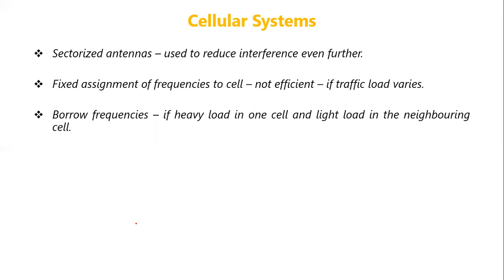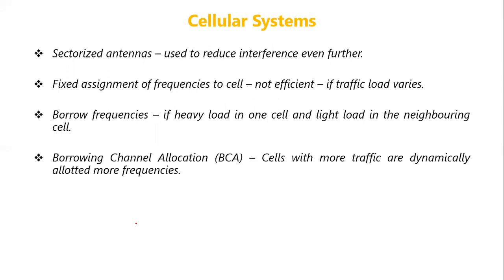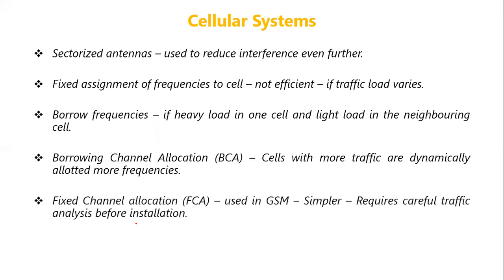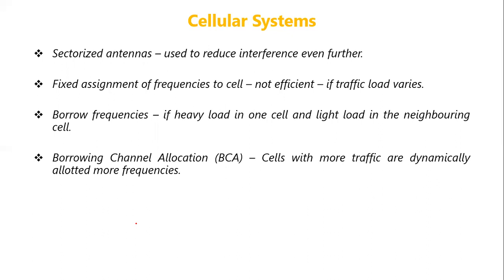The system should allow borrowing frequencies, because there may be a heavy load in one cell and a light load in another cell. The user who needs a heavy load can borrow frequencies from the cell with a light load. So this concept is called borrowing channel allocation. Cells with more traffic are dynamically allocated more frequencies. Whichever cell has more traffic is automatically allocated more frequencies.